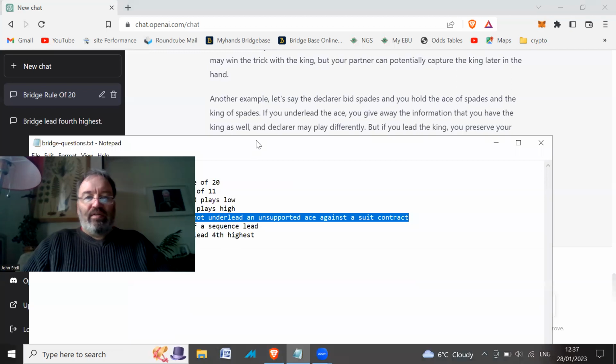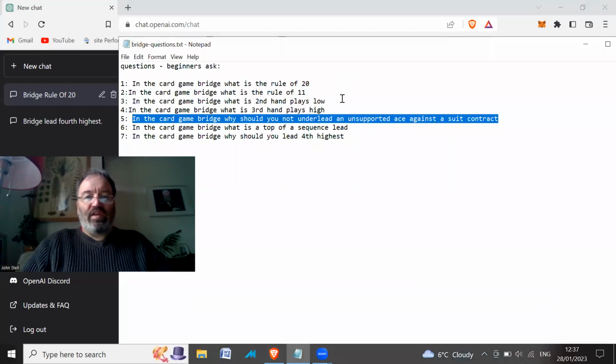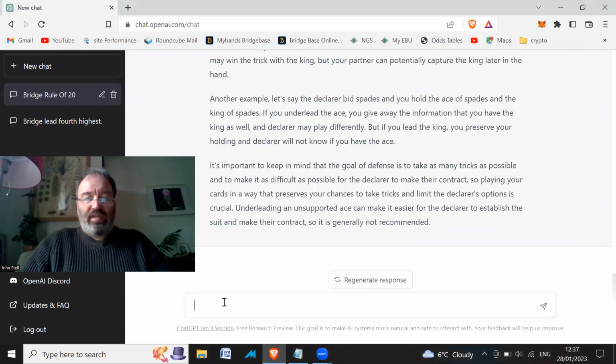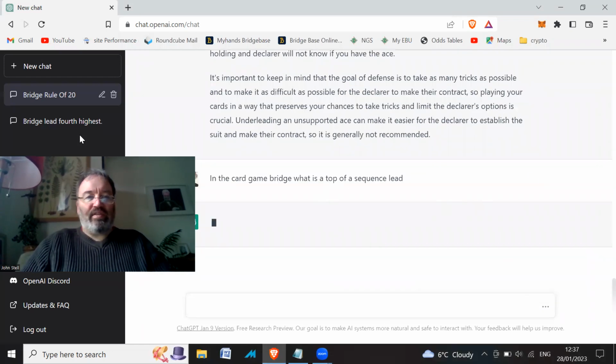Okay. These next two, the last one's going to be a fun one, I'm sure. Can't wait for that one. So in the card game bridge, what is the top of a sequence lead? Here we go. This should be straightforward, I think.